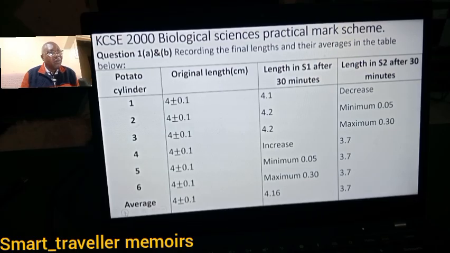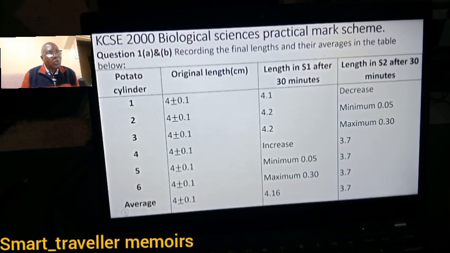For cylinders 4, 5, 6, length in S1 after 30 minutes, length in S2 after 30 minutes, the length in S2 is 3.7, 3.7, 3.7, giving you an average of 3.7.